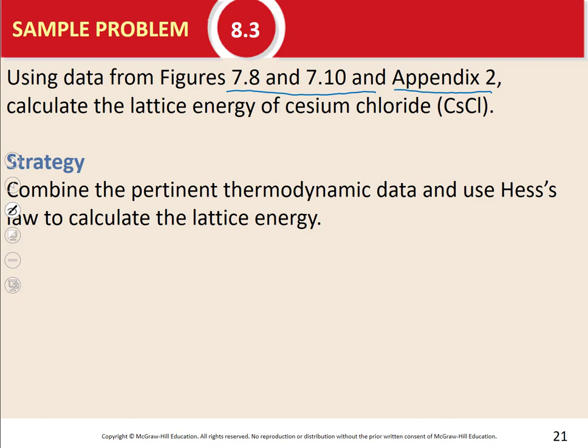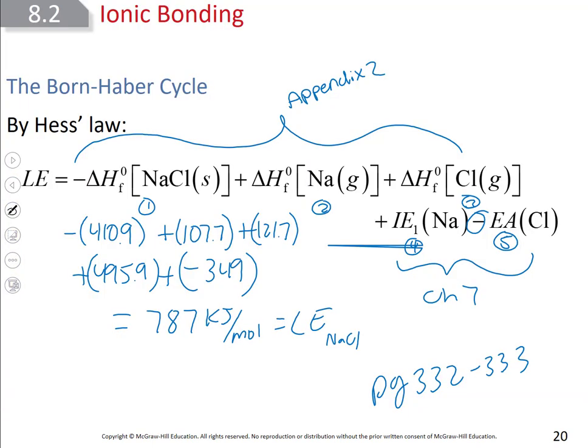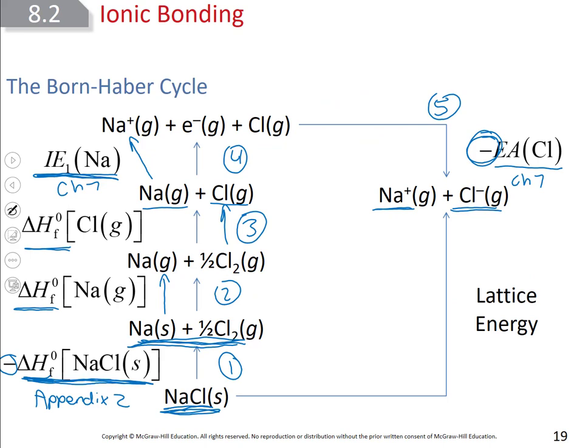So the very first thing that we need is the standard enthalpy of formation for cesium chloride. Where is it? Standard enthalpy of formation for cesium chloride is negative 442.8. But we're going to put a negative in front. Why do we put a negative in front of the delta H formation for the compound? Why did we do that here? Why do we make it negative?